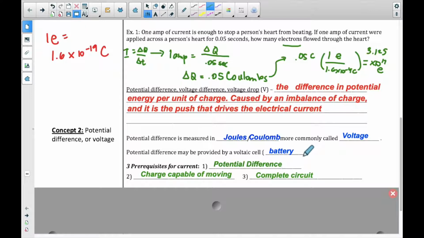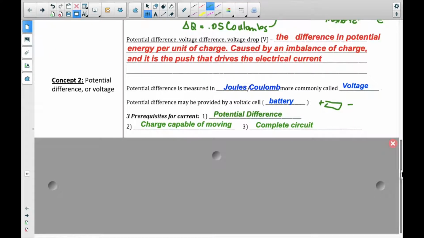The potential difference may be provided by a voltaic cell. That's just a battery. You know what a battery looks like, and it has a positive side and a negative side. So you've got your battery here, and one side's positive, one side negative. That difference is what causes the electrons to flow. Without that difference, electrons would not flow. And flow, I use that word flow, but that's current. That's what allows the electricity to have a current through there.